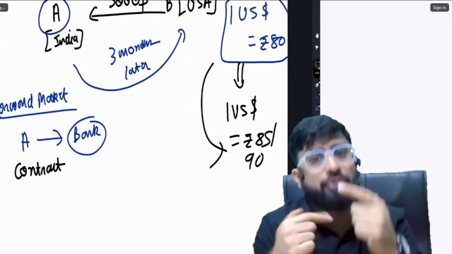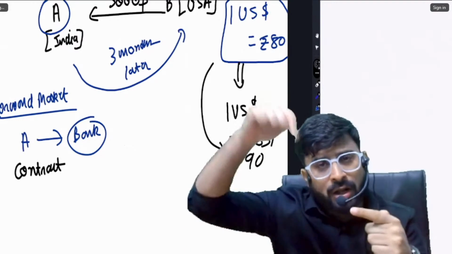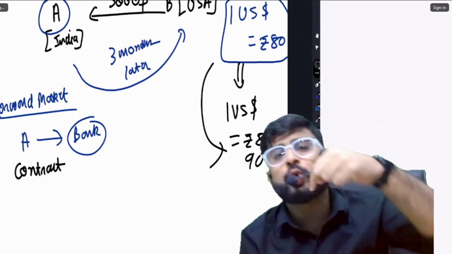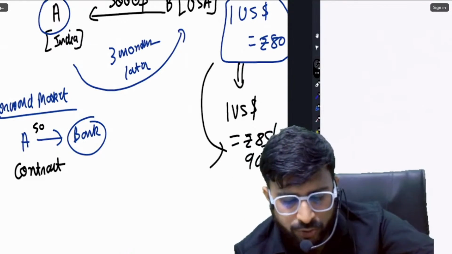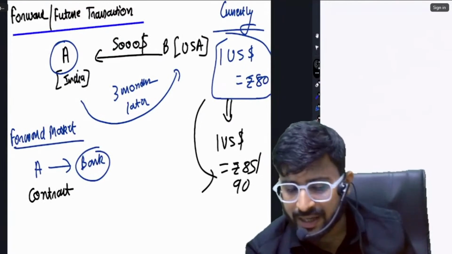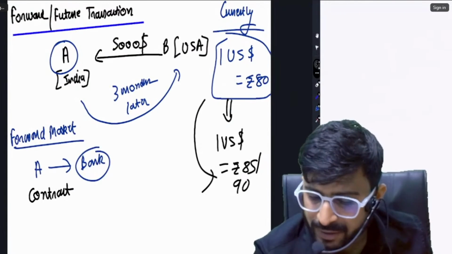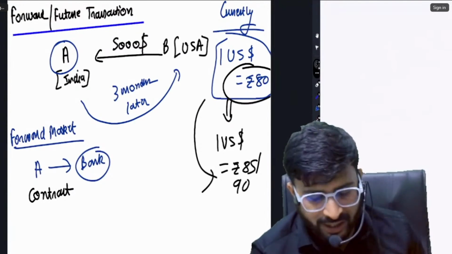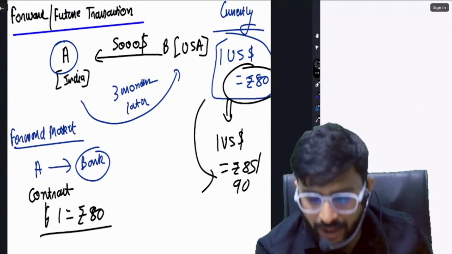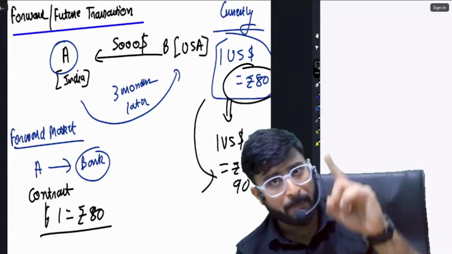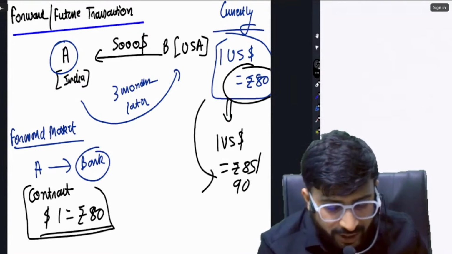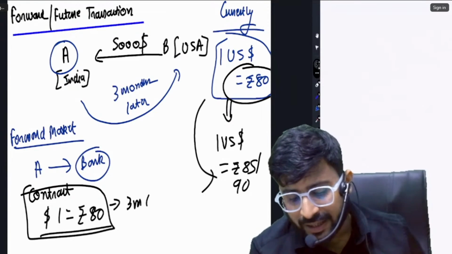Wherein A will make the contract with the bank that A is going to sell the bank $5,000 at 80 rupees per US dollar. They are going to decide it today. The bank is going to buy $1 at 80 rupees. A contracts with the bank for 3 months later.